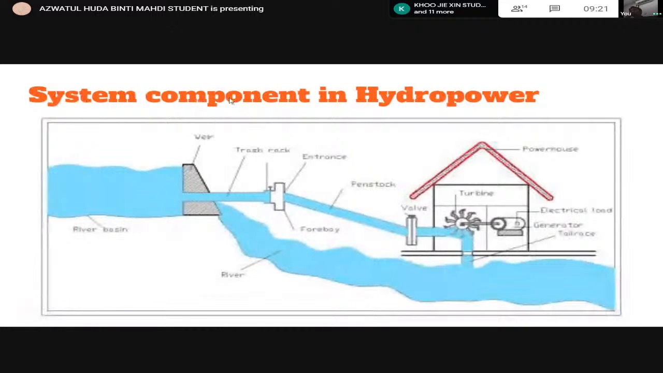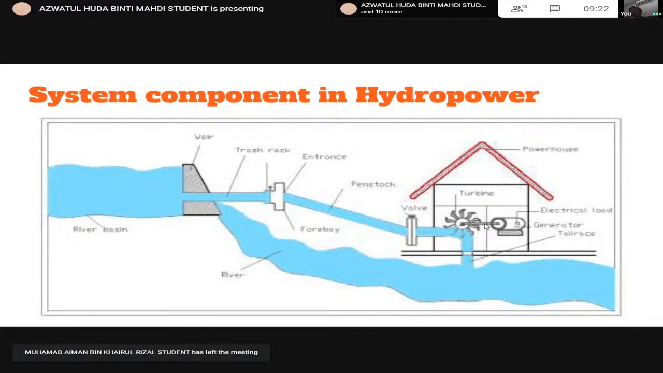Okay, so this is the system component in hydropower. Basically the water will go through the weir. The weir is like a tank to store the flowing water from the river, and then to maintain its flow rate. And then when the water enters through the entrance, it will go through the penstock. This penstock is a piping system that carries the water from the weir into the turbine. Okay, before the water enters the turbine, we have the valve here. The valve acts like a gate to control the flowing water into the turbine.